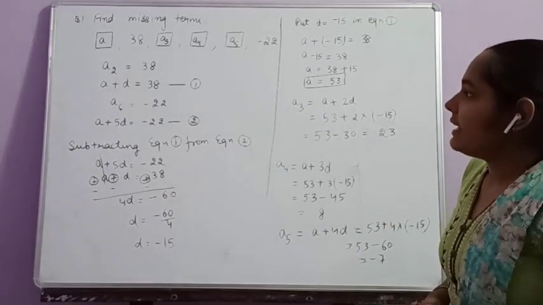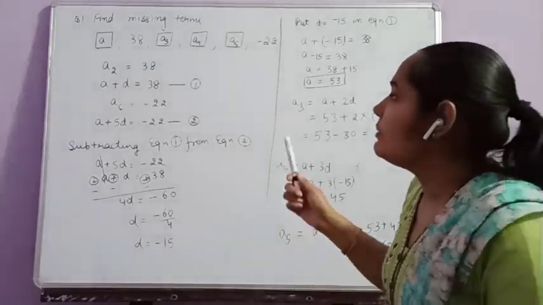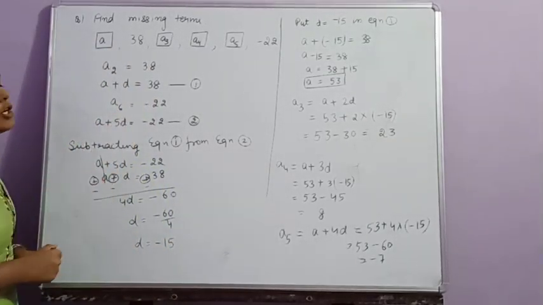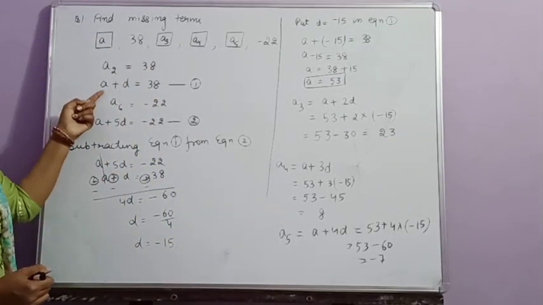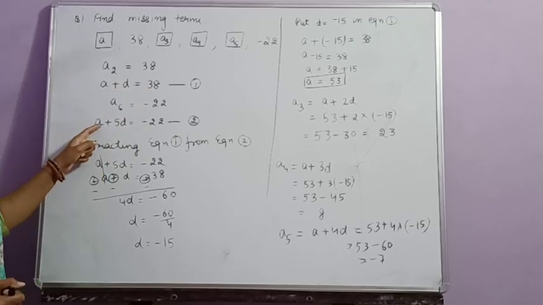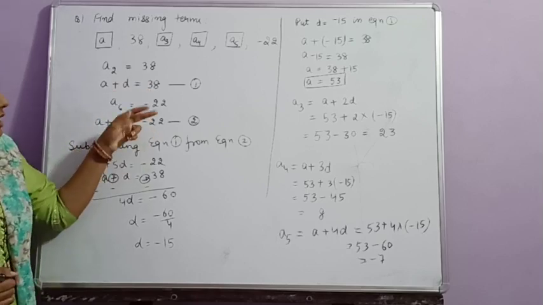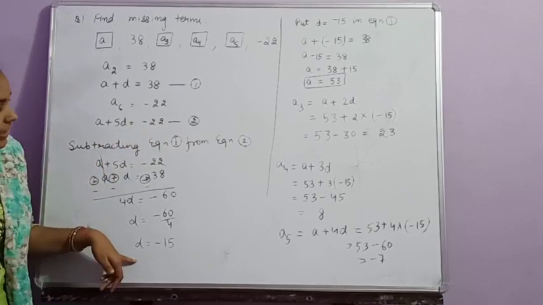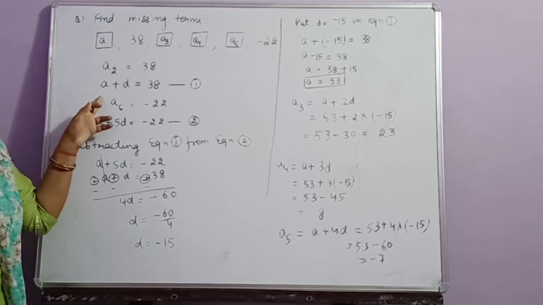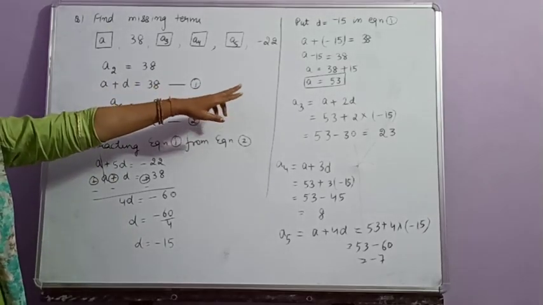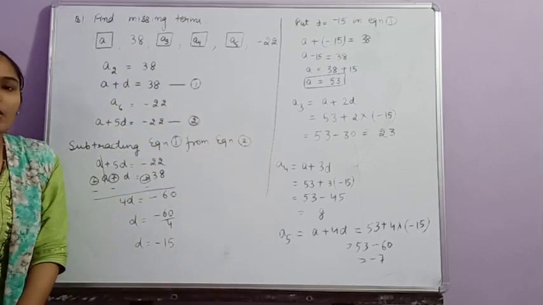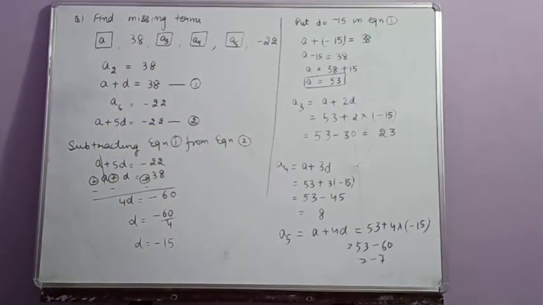Here given is second term and sixth term. Second term can be written as A plus D, that is equal to 38, and sixth term A6 is equal to minus 22. A2 can be written as A plus D, that is equal to 38. A plus 5D is equal to minus 22. By solving first and second equation, we find the value of D. Now we put the value of D in equation 1 and the value of A is found out, that is equal to 53. Now we can find value of A3, A4 and A5 by using value of A and D. Next question.